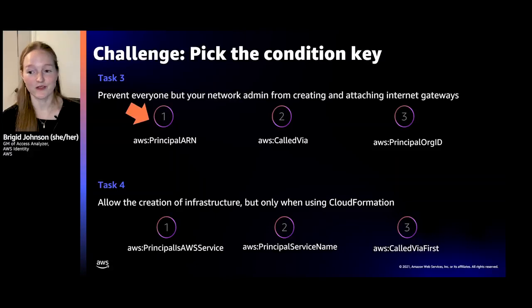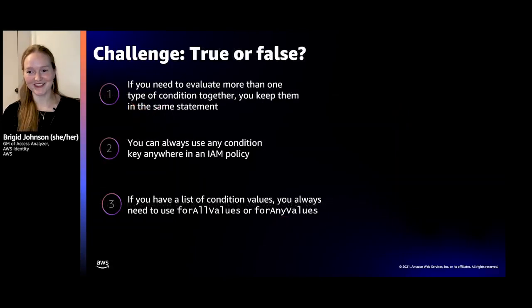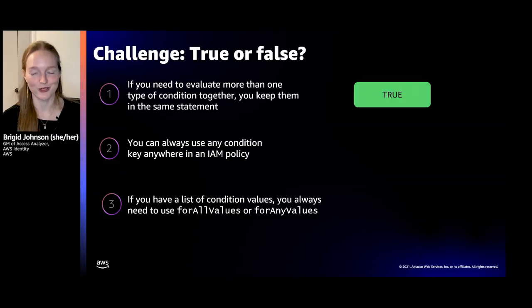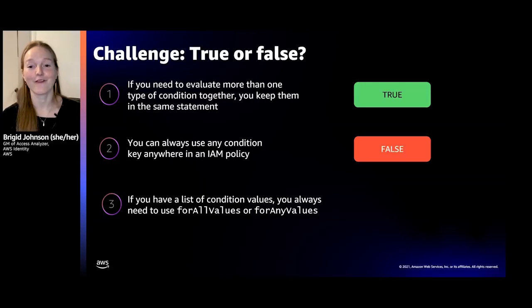Allow the creation of infrastructure, but only when using CloudFormation. You're going to use called via first. This is essentially the first service that you're calling through, and it will be CloudFormation. All right, true or false. If you need to evaluate more than one type of condition together, you need to keep them in the same statement. True. And next one, you can always use any condition key anywhere in an IAM policy. False, but you can use it in the values or in the last part of the ARN.